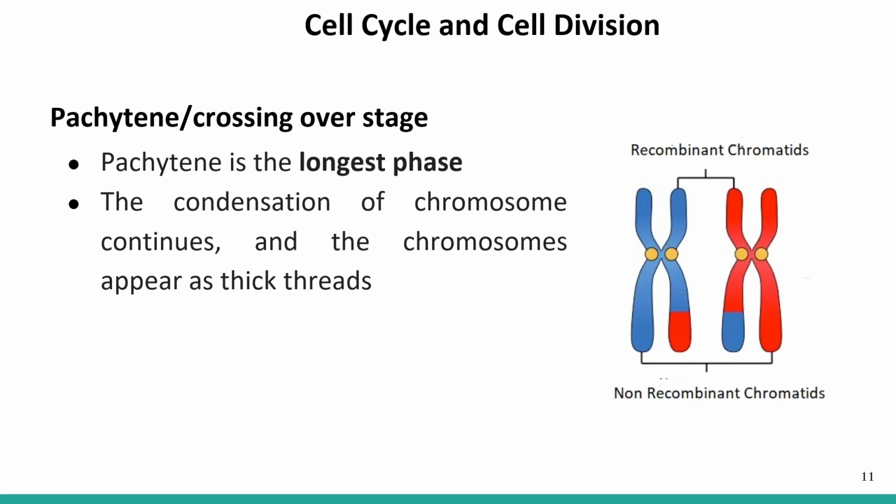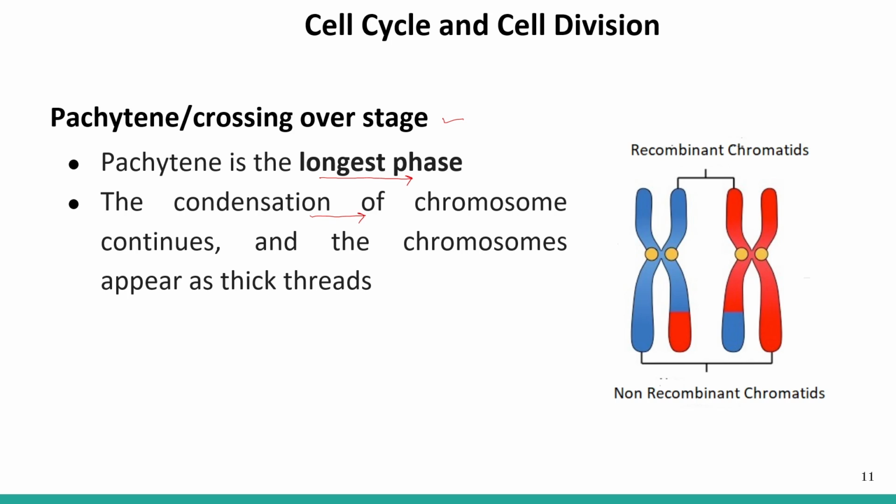So the next stage is the Pachytene stage. This stage is also known as the crossing over stage. Okay, why is it called the crossing over stage? Because crossing over takes place in this stage, in Pachytene. So the points to remember are: first, Pachytene is the longest phase of prophase 1. Second, condensation of the chromosomes continues. During prophase and all the substages of prophase, condensation of the chromosomes is happening, and they appear as condensed structures. They start appearing as chromatids.